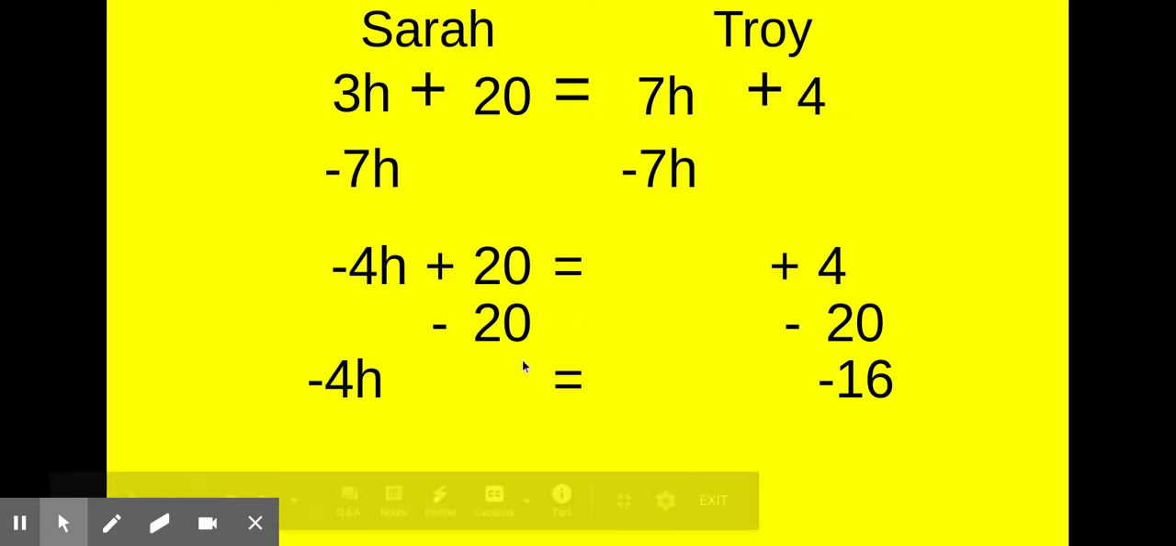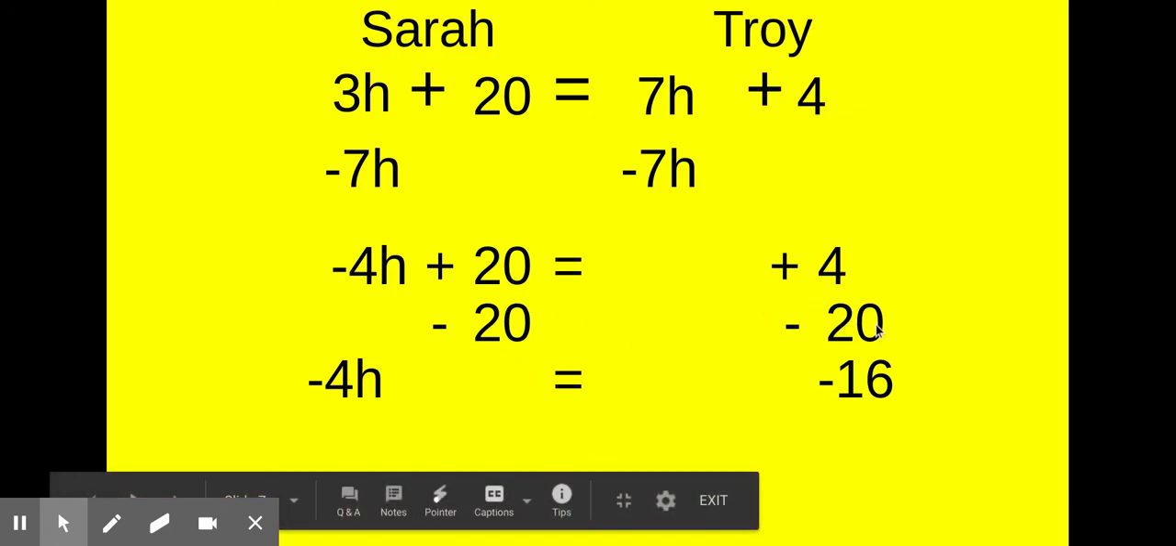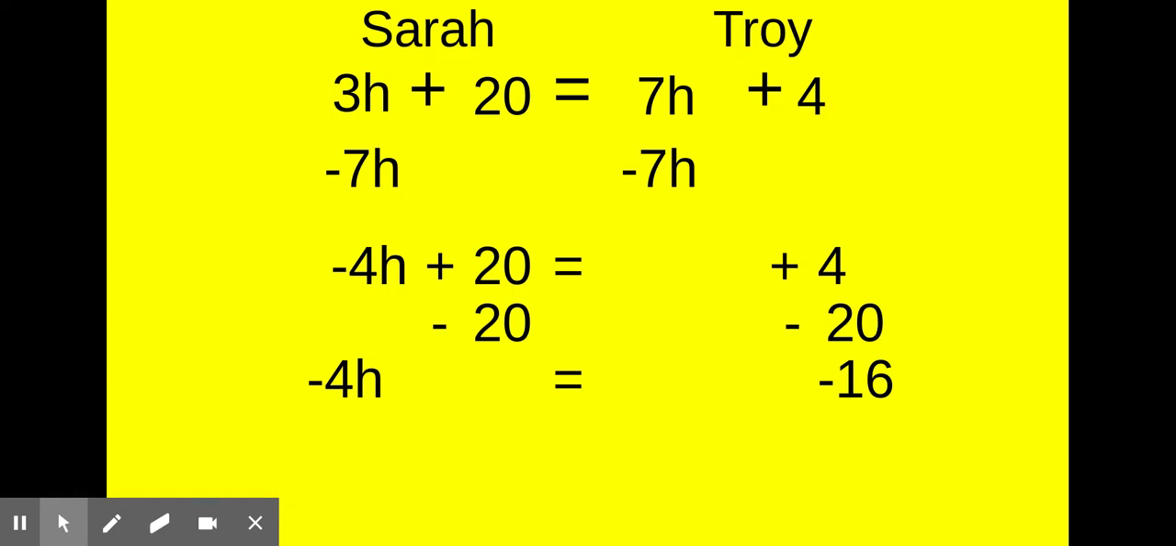The 20s cancel out, and then I have 4 minus 20. If I have $4, I take away 20, I'm going to have negative 16. It's far apart here, but I'm trying to keep everything lined up so you see where it goes. So notice now I have negative 4h equals negative 16. Now I have the variable all by itself. On the other side is everything else. So now what I need to do is get rid of whatever is in front of my variable. So negative 4h means negative 4 times h.